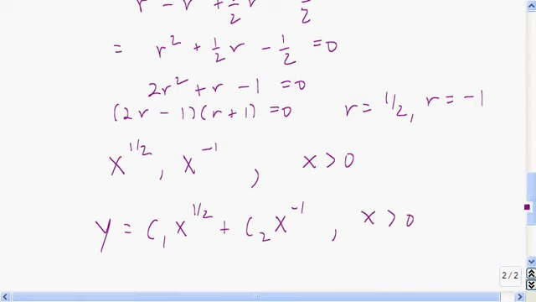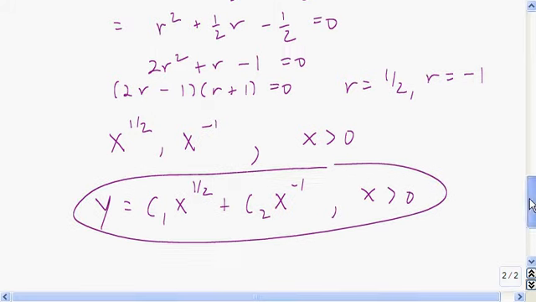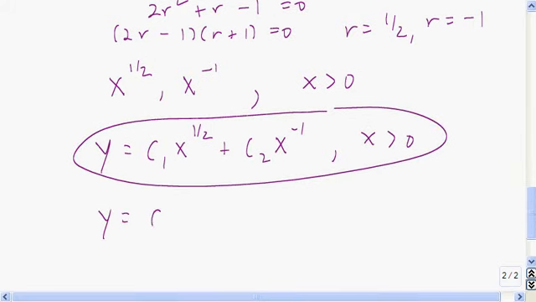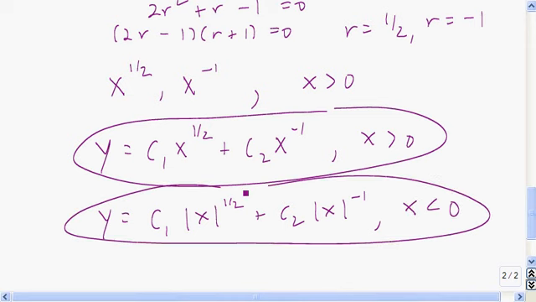So this is our general solution right here, and I'll leave you to check that y equals c1 absolute value of x to the 1/2 plus c2 absolute value of x to the -1 is the solution if x is negative. Because of the singularity at 0, I know I'll have a solution in intervals that do not contain 0. This is the general solution if x is bigger than 0. Simply take each x and replace it with absolute values if you want the solution for x less than 0. You can check that this is true simply by plugging it into the differential equation.